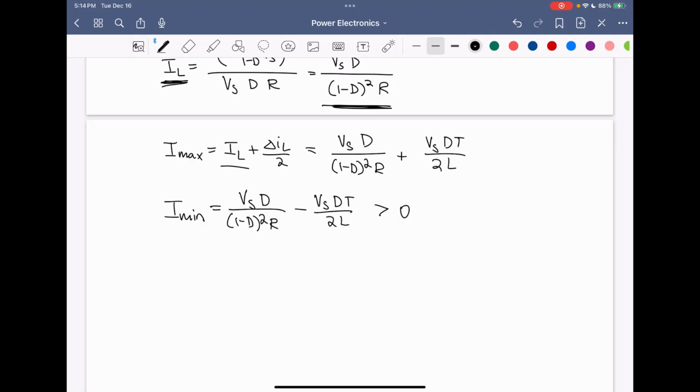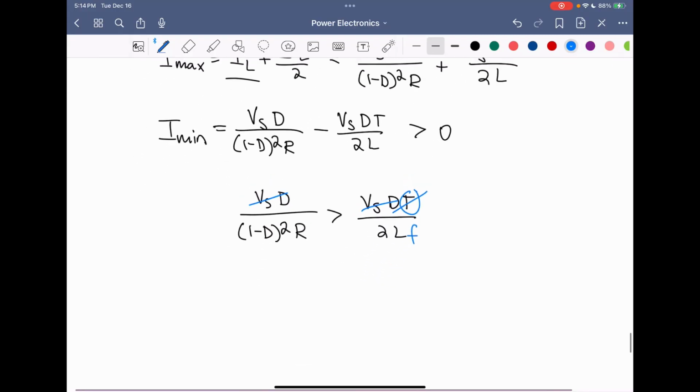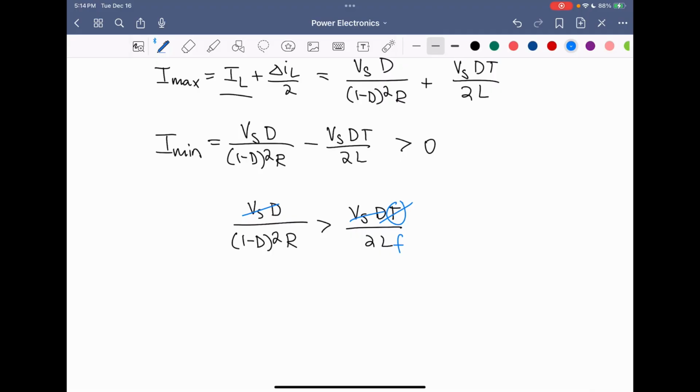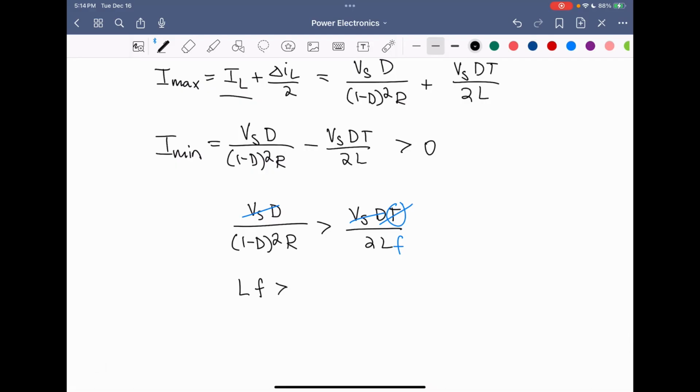So if we move this over, we have VS D over (1 minus D) squared R, moving this over to the right side. And we also see that the VS on both sides can cancel. And one more thing is that we can move the T to the denominator, because T equals 1 over F, so we can write F in the denominator instead of T in the numerator. So this implies, if we move L F to the right side, that the inductance times the switching frequency is greater than (1 minus D) squared R over 2.